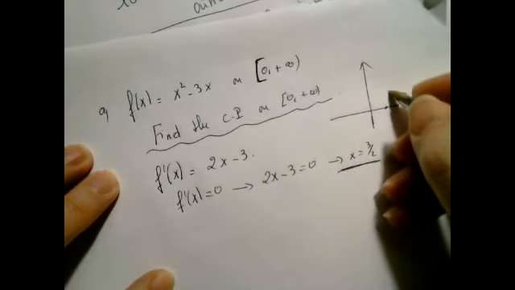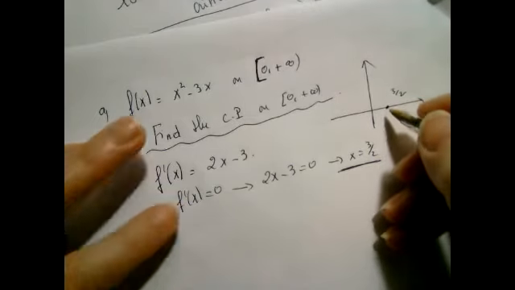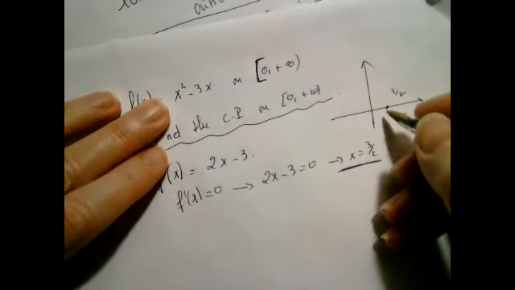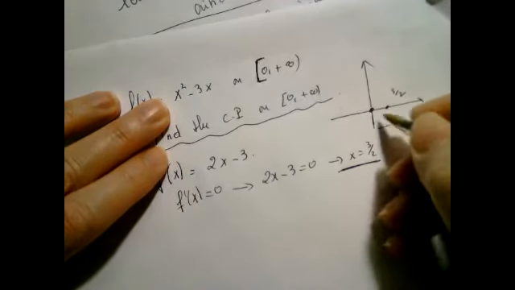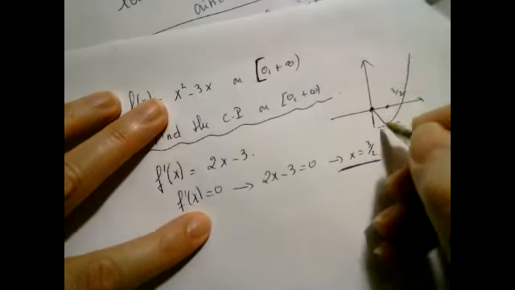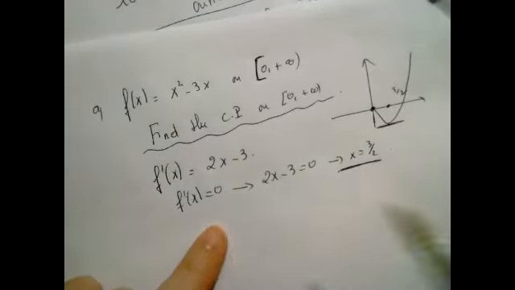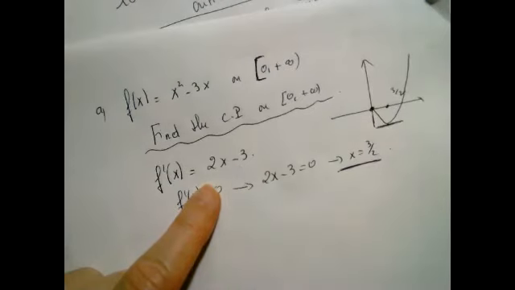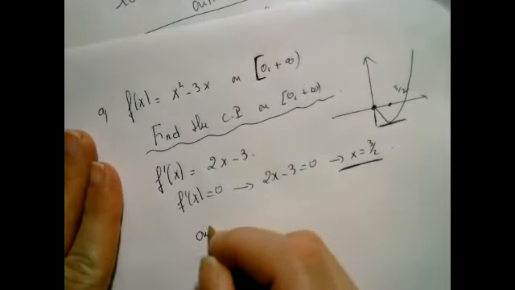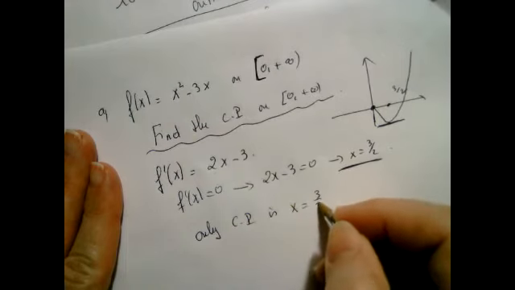So let us see what's happening graphically. It means at 3/2, my derivative is equal to 0. So this is my function going like this, and that's where my derivative is equal to 0. Now, where does the derivative not exist? We don't have any. The derivative is 2x minus 3, which exists for all x. So the only critical point is x equal to 3/2.